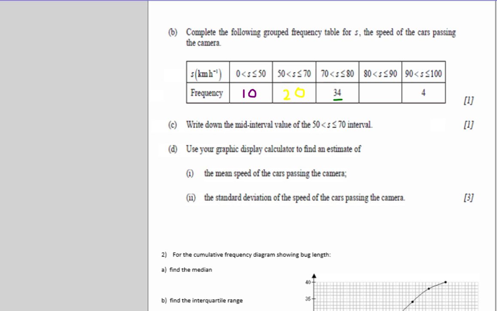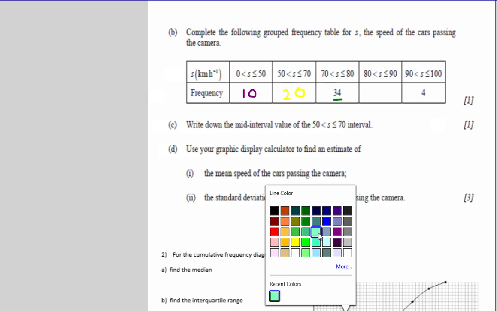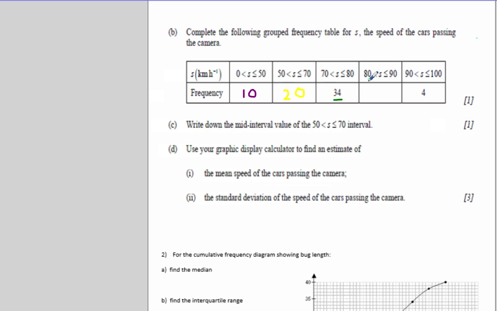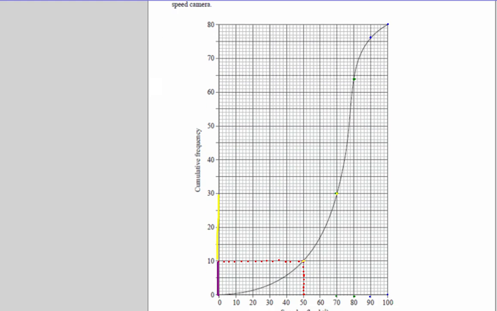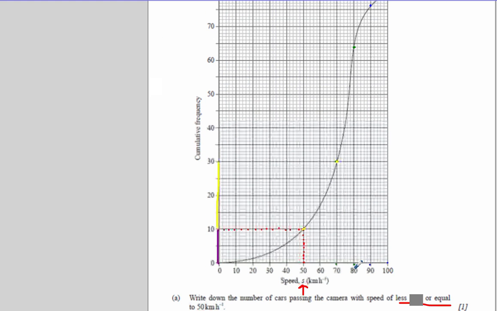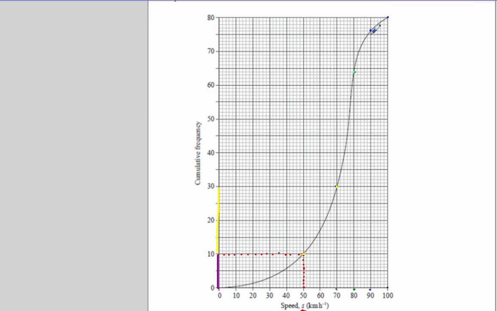Now let's do the next one. What colour will I do it in? Let's do it in a pretty blue. 80 to 90. So let's go back here. 80 to 90. I know it's a bit tedious, but just do it really carefully. 80 we already know connects up with this point, which is 64. And 90 connects up with this point here. You can see 90 down here, connects up with this point here, 76. So what's the distance between 76 and 64?